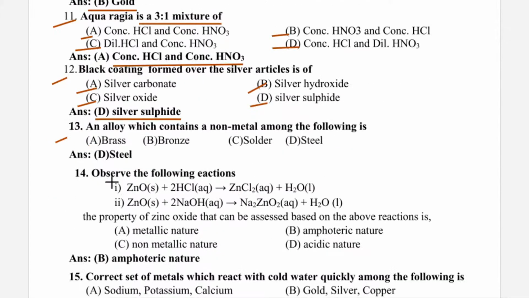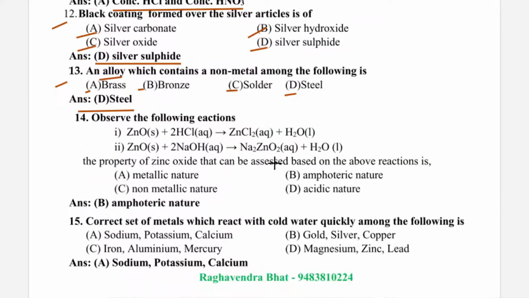Next. An alloy which contains a non-metal among the following is. Option A, brass. B, bronze. C, solder. D, steel. Steel contains a non-metal among these alloys. So option D will be the correct one here, that is steel.